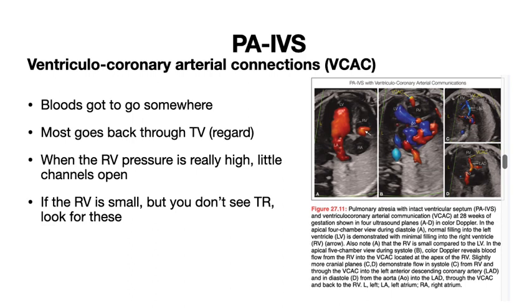So most of it goes back through the tricuspid valve, or regurgitation. If the pressure just keeps getting higher and higher, it pushes open these embryologic channels and they stay open. So if you've got a very small right ventricle and you don't happen to see any regurgitation, look carefully for these ventricular coronary arterial connections, or VCACs.